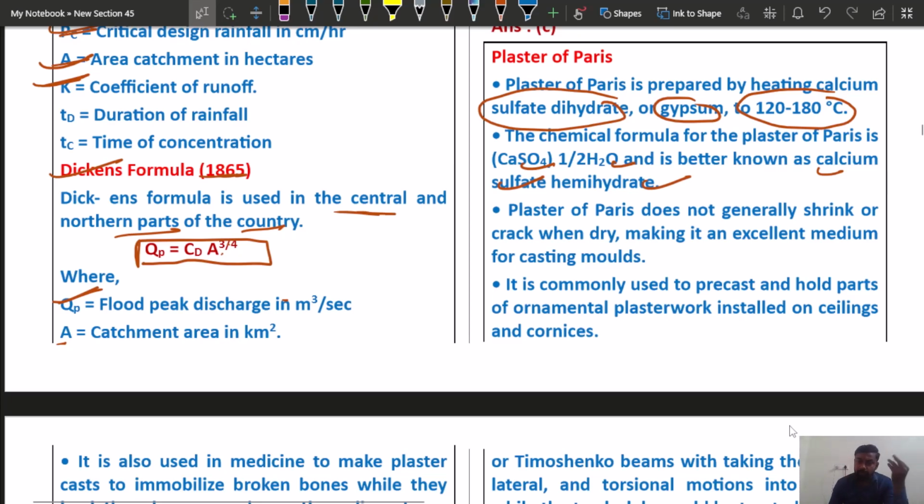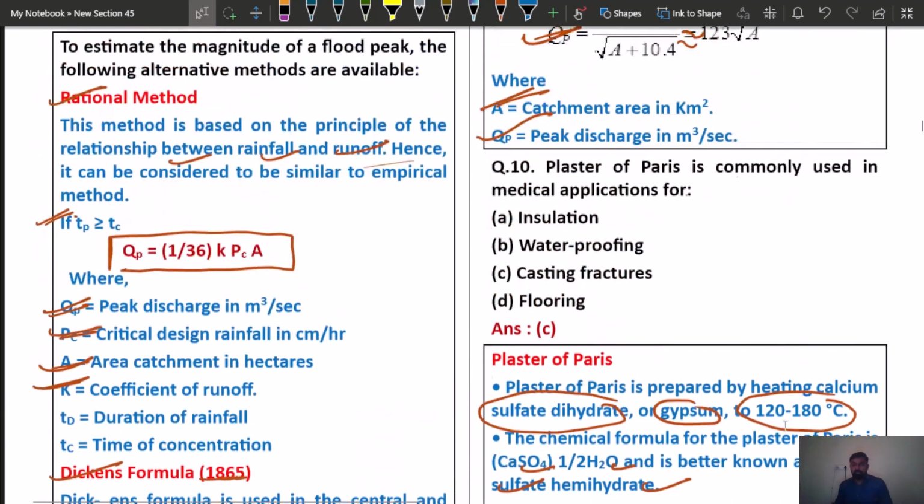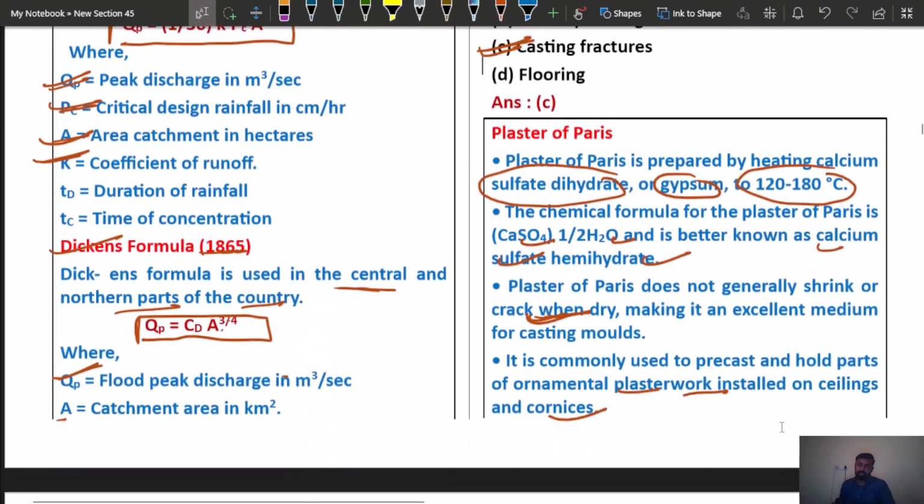Why do we use plaster of Paris? It is used because after drying it will not produce any cracks or shrink. So we use it for fractures, plaster works, and cornices. Here the question is about medical application, so it is for casting fractures. So option C is correct. Now proceeding to the next question.